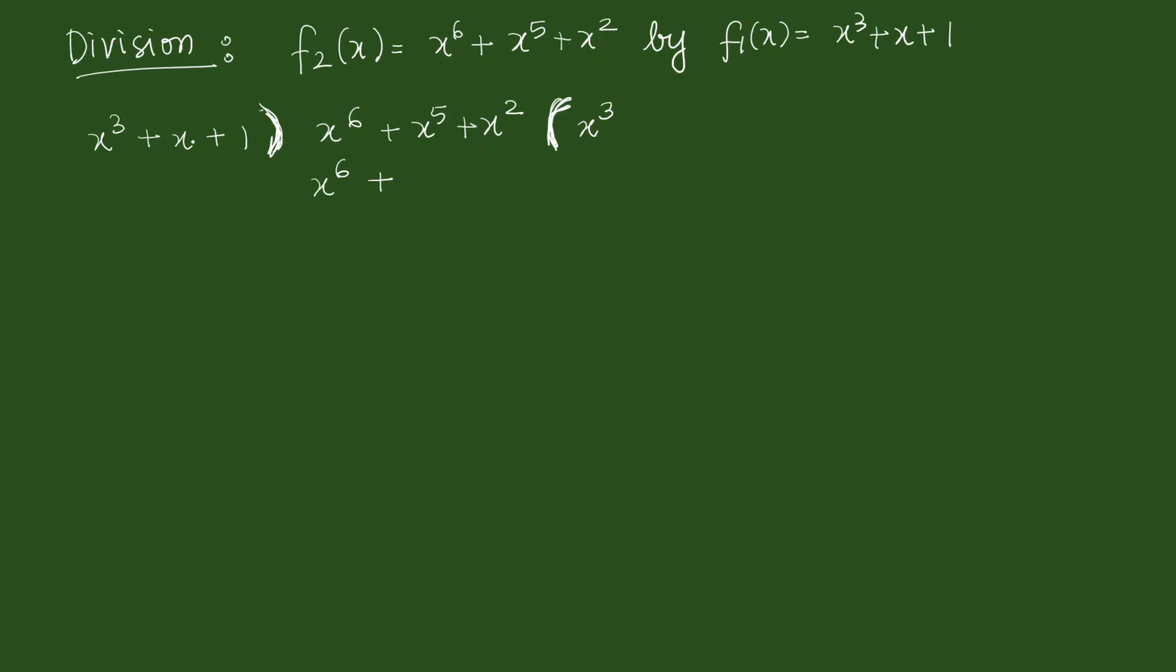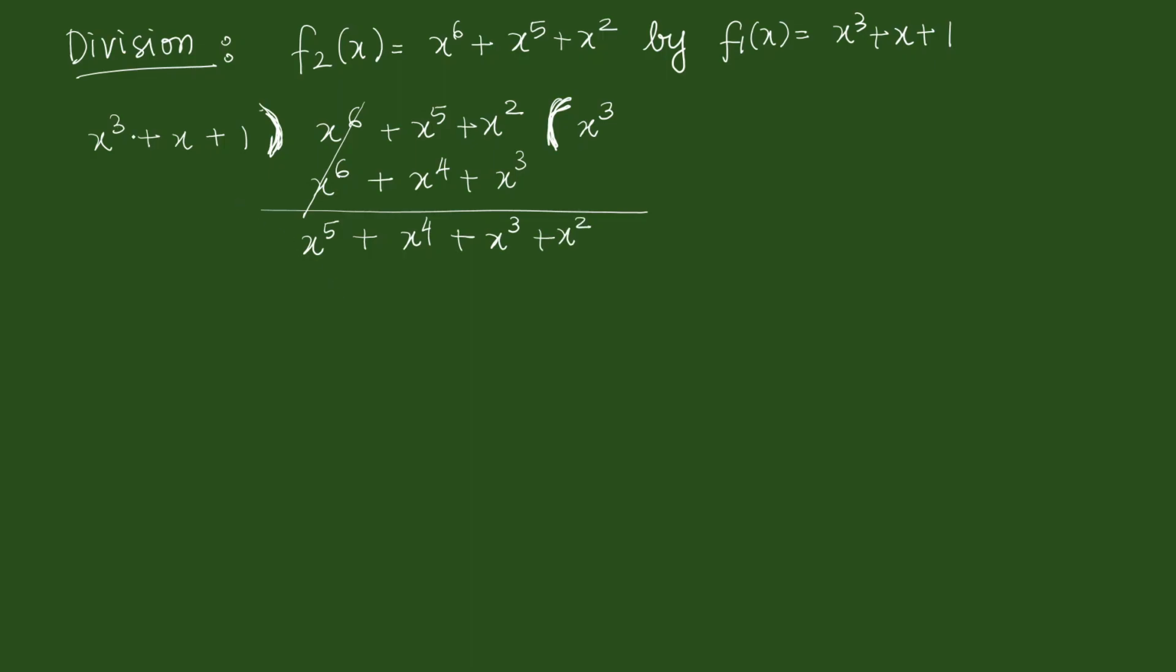X cube into x is x power 4. X cube into 1 is x cube. So now you can see there is only one term, so you are supposed to subtract here. The subtraction operation is similar to addition. Therefore these similar terms will vanish, and only the dissimilar terms will exist. That is, x raised to 5, x power 4 plus x power 3 plus x square will remain.